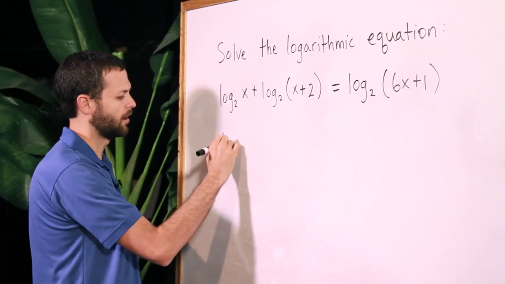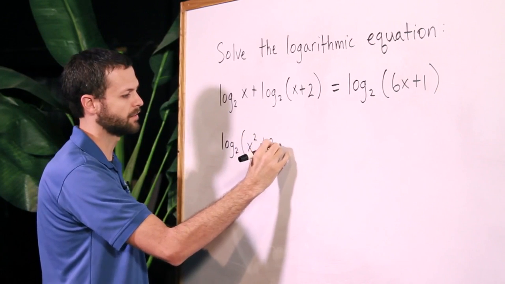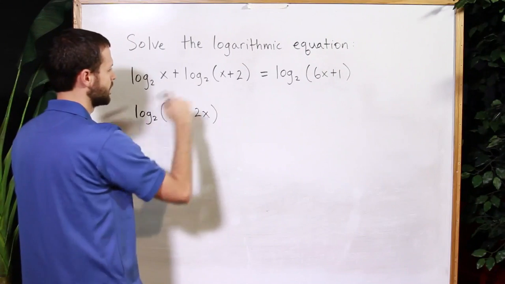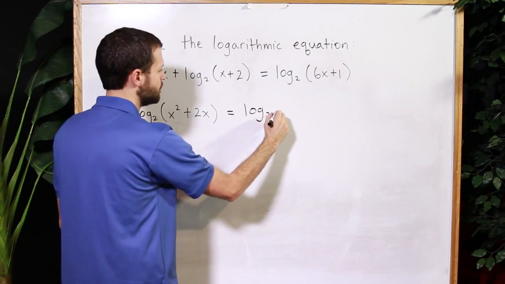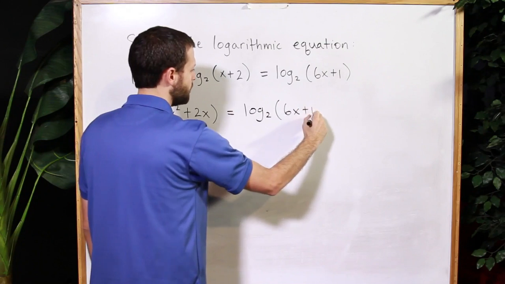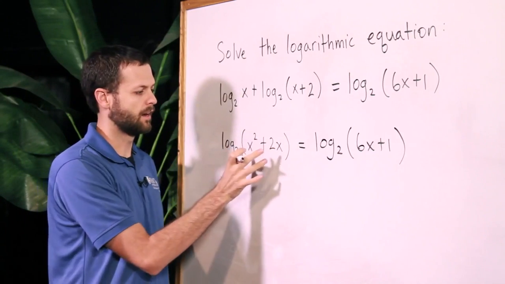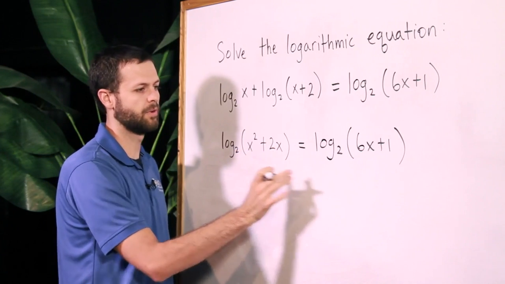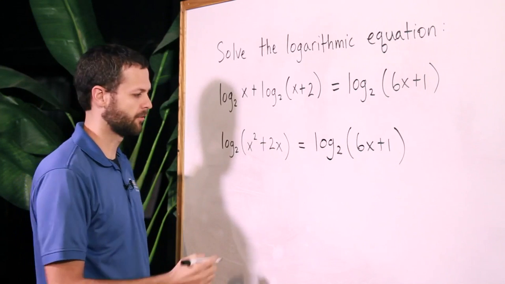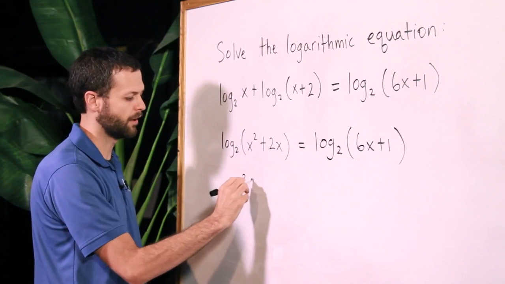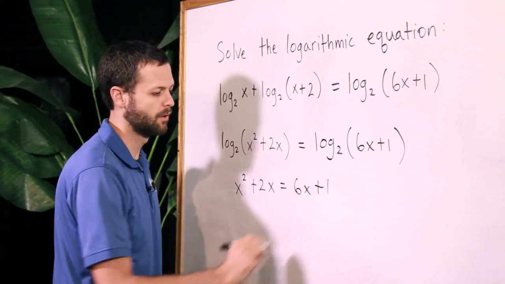So I get log base 2 of x squared plus 2x, where I multiply this x times this x plus 2. On the right-hand side, I now have log base 2 of 6x plus 1. Since a logarithm is a one-to-one function, I can then equate this x squared plus 2x to this 6x plus 1. This is called the one-to-one property of logarithms. I now have x squared plus 2x equals 6x plus 1.